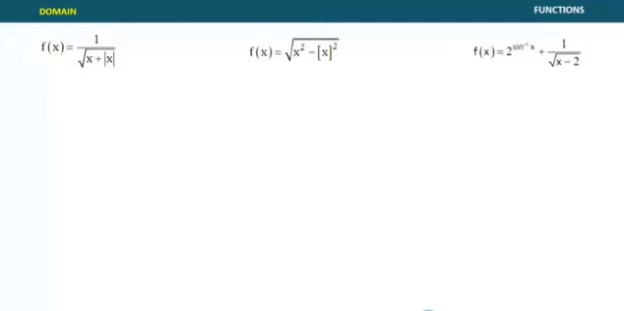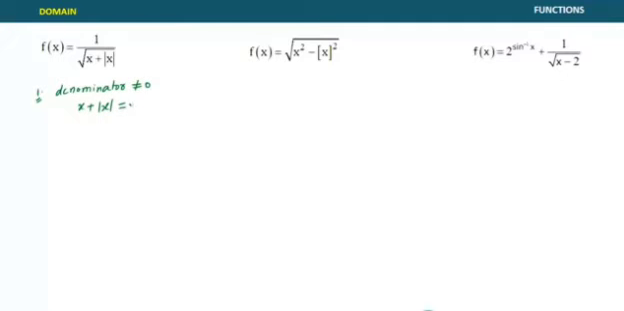The questions are basically based on finding domain. I have taken three questions. We'll go step by step. The first question says 1 upon x plus modulus x. First of all, understand how many functions are there. Here there is a denominator, because everything is written in the denominator. So what is the condition? The denominator should not be equal to 0. When does the denominator become equal to 0?